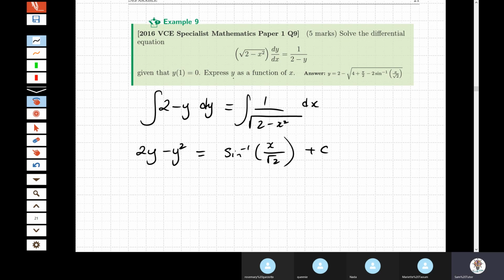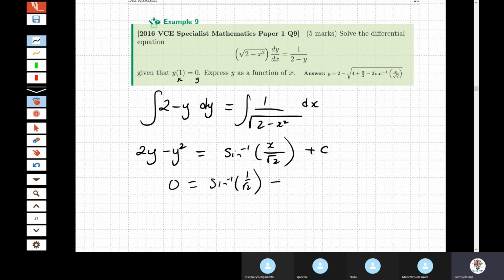At this point, I would personally sub in x equals 1 and y equals 0. I wouldn't do it after this, I'll do it at this point. So I'm going to actually find c, instead of finding a. All right, 0 equals, what's inverse sine of 1 on root 2? Pi on 4.